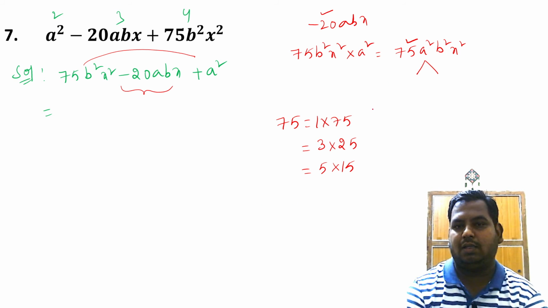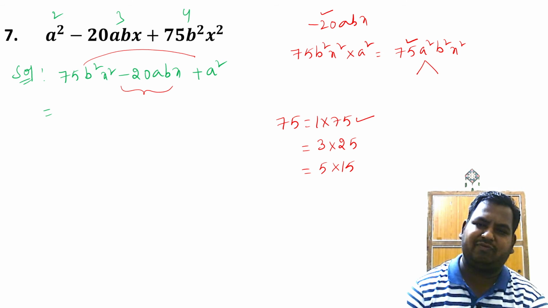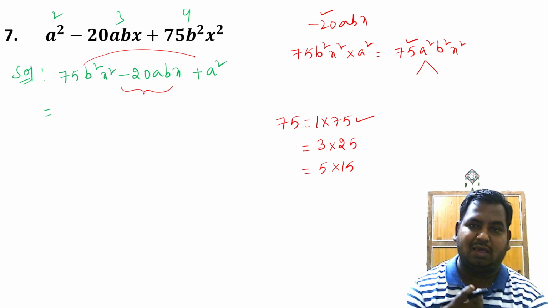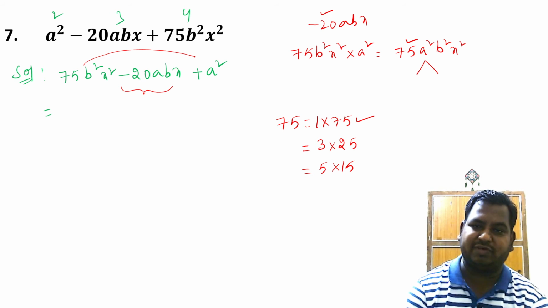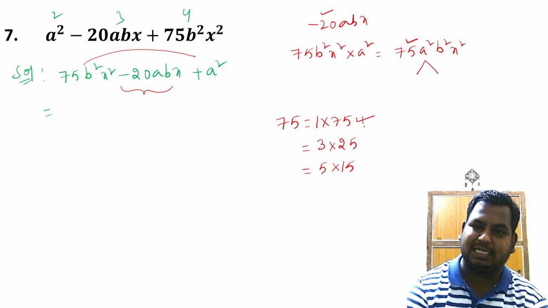Okay, we'll look into the first pair, 1 and 75. 1 plus 75 is 76. 1 minus 75 is minus 74. We are not getting 20, so the first pair is not acceptable.